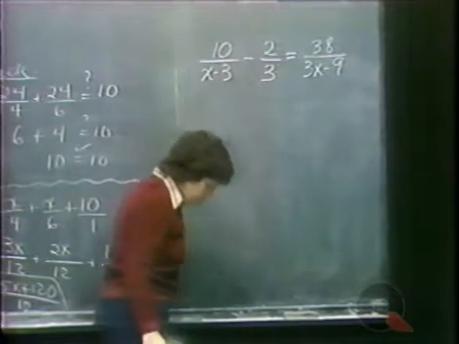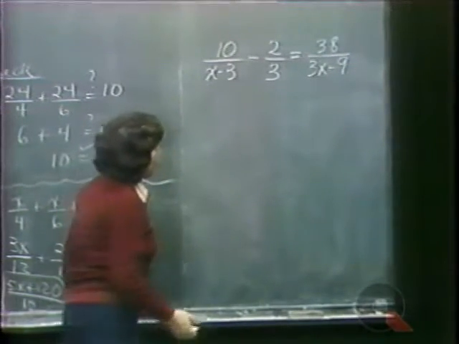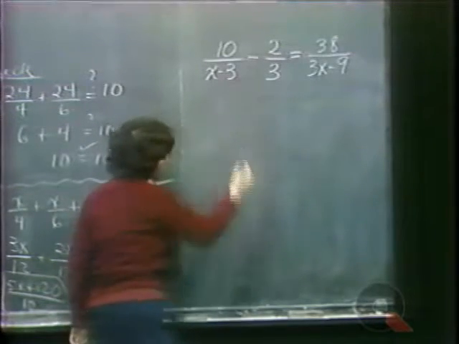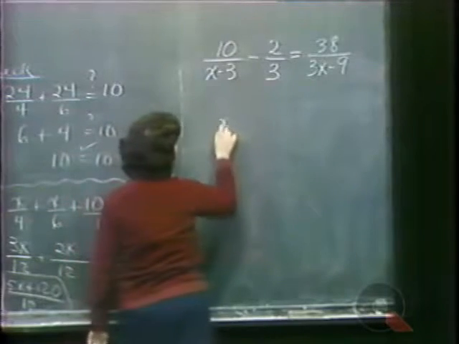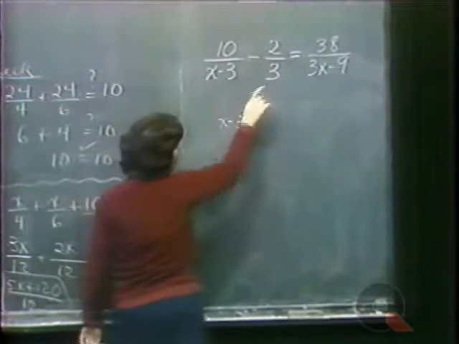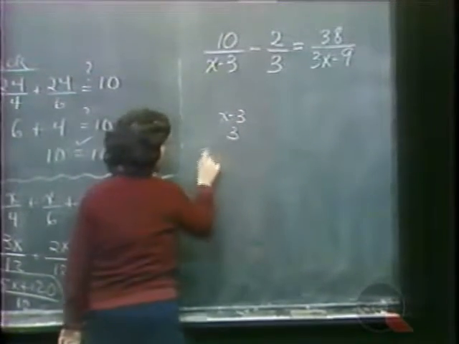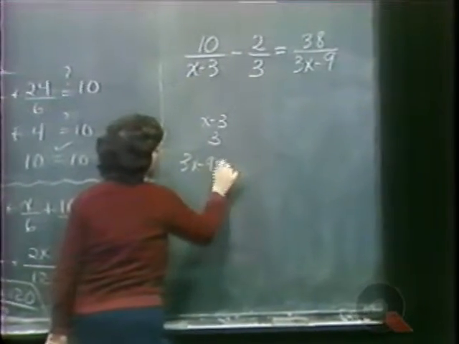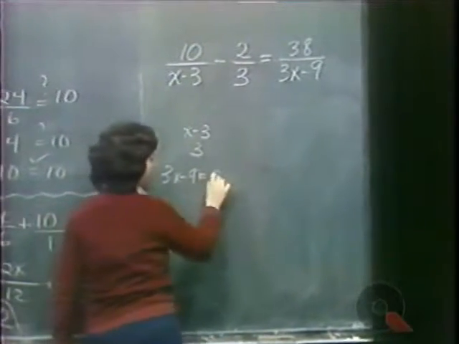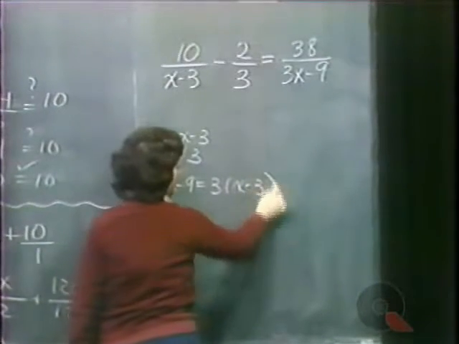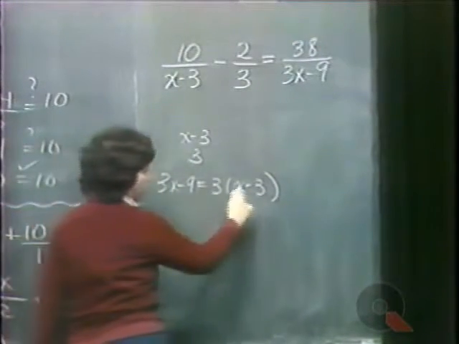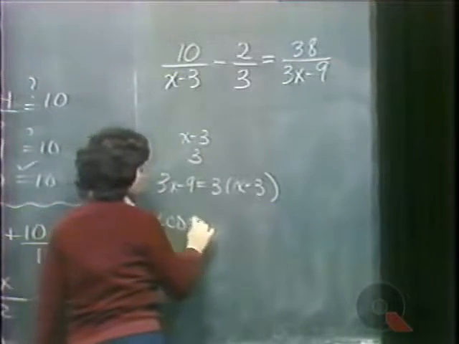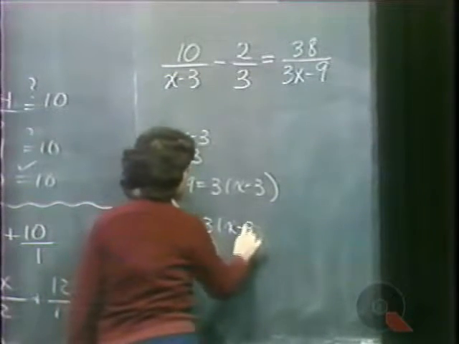We are looking once again for the LCD. We look at the denominators. We factor each denominator completely. X minus 3 is already factored as far as it can be. 3 is already factored. 3x minus 9 can be factored further. You can take a 3 out and be left with 3 times x minus 3. So therefore, the LCD is 3 times x minus 3.